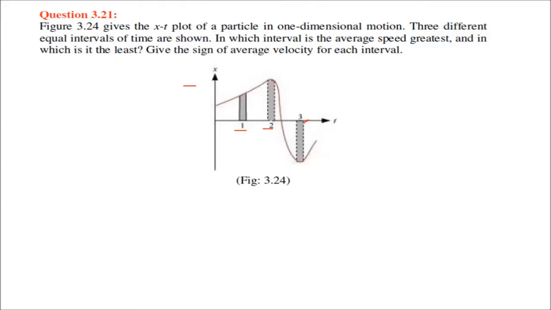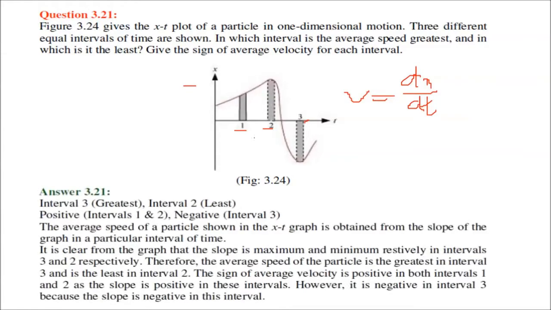In an x-t graph, velocity can be found by taking the tangent, and the slope of that tangent gives you dx/dt, or delta x by delta t, which is the velocity. Now in the first case, the greatest speed has been asked. In interval 3 it is greatest, in interval 2 it is least. In intervals 1 and 2 we have positive values, and in the third we have negative. Let me tell you what is positive and what is negative.